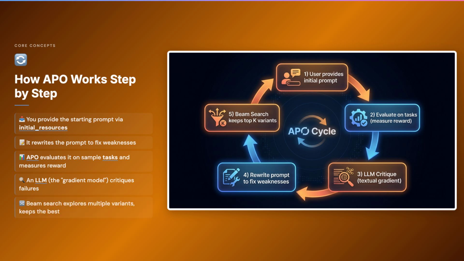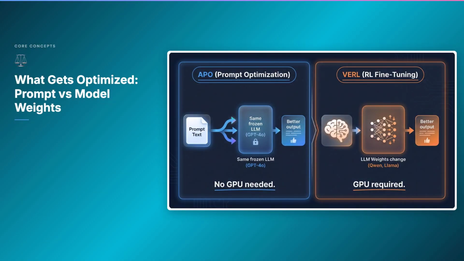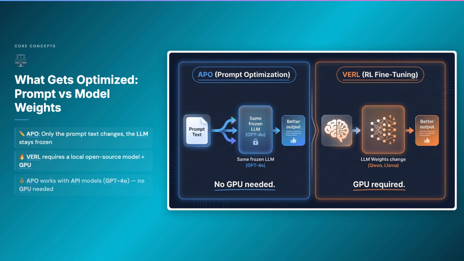Beam Search explores multiple candidate prompts in parallel and keeps the top performers. This cycle repeats until the prompt converges on the best version. It is important to understand what exactly gets optimized. With APO, only the text instructions you give to the model change. The model itself stays completely frozen. This means APO works with closed API models like GPT-4o and requires no GPU.